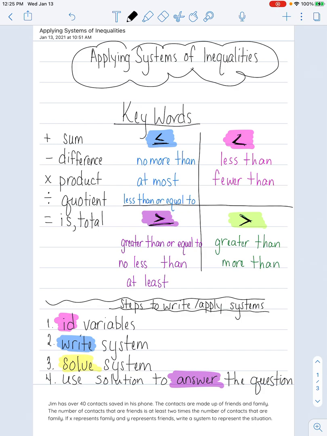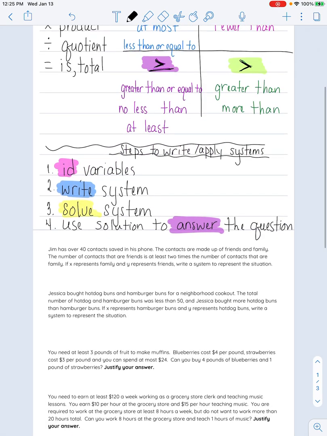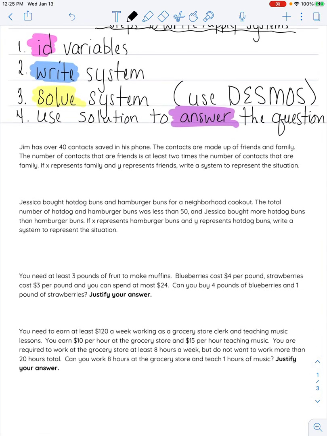And quickly, when we're writing systems, we want to identify our variables. That can be our X and Y, is what that represents. Remember, we can use different letters sometimes. Next, we write our system. Third, we solve that system, and we're going to use a calculator to do that, so you might want to put that in your notes. We're going to use Desmos for that. And we're going to use that solution to answer the question. So now let's get into it.